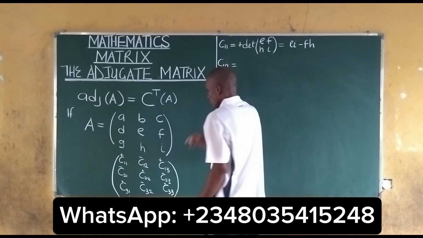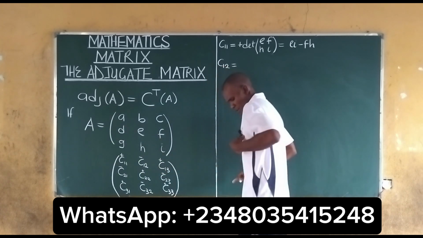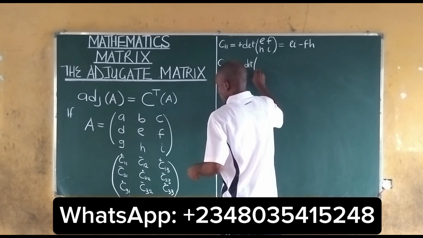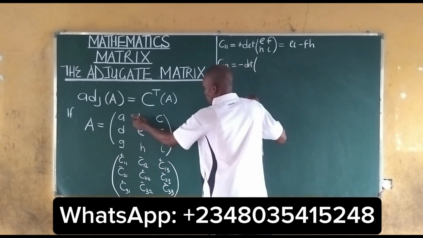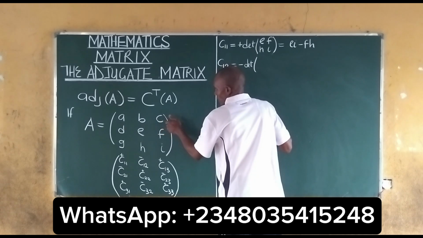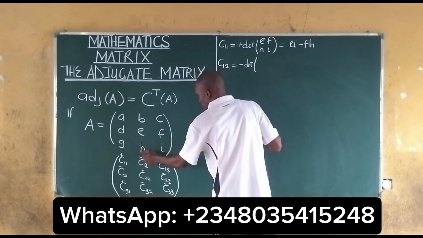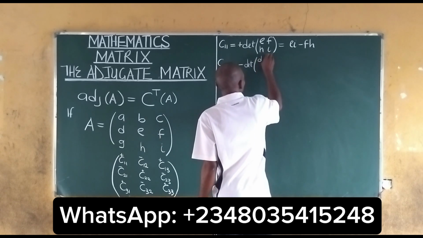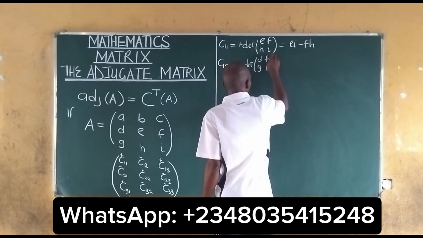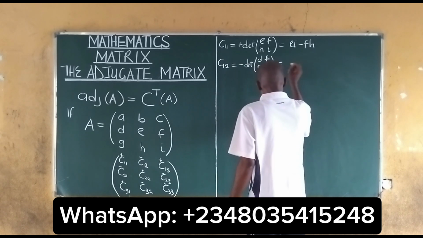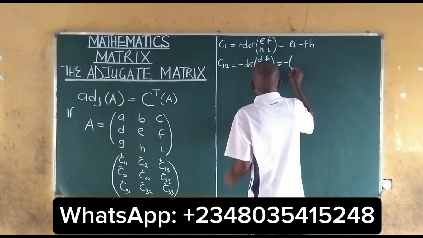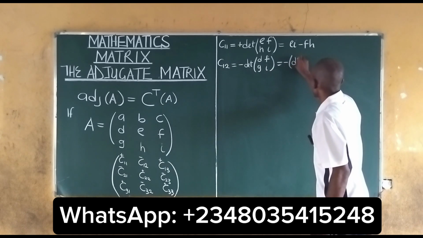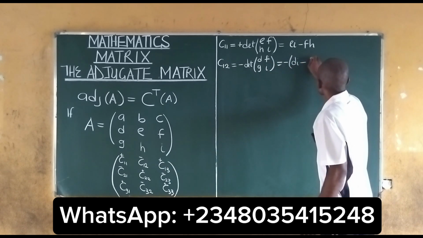Now for C12, we have a negative sign here. So we have negative determinant of, for this, we exclude the whole of this row and the whole of this column. So we have D, F, G, I, which is equal to negative, this multiplied by this, which is DI minus FG.